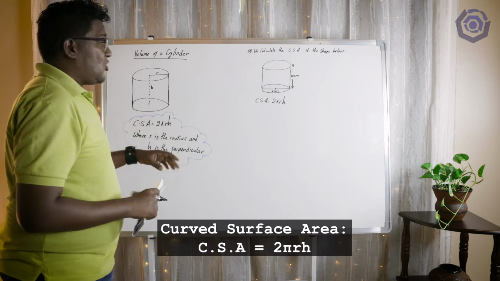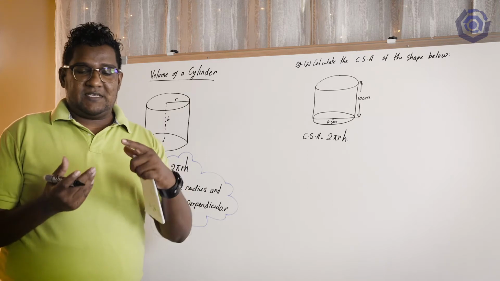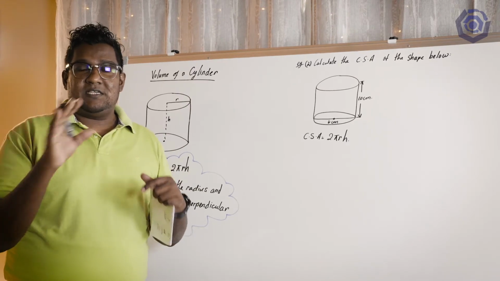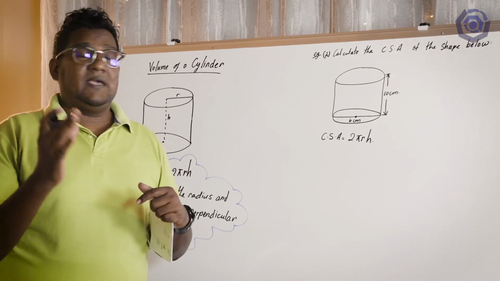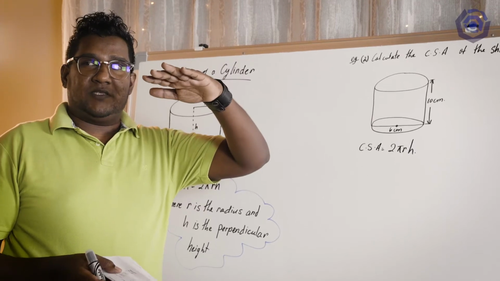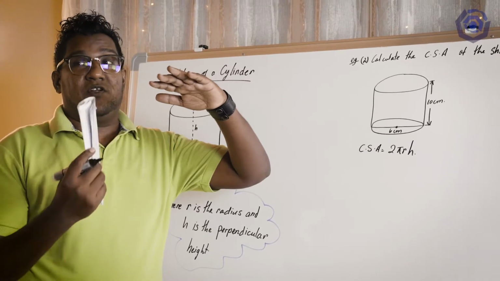Now, what is the curved surface area? Let's say, for example, you have a tin. The part that is going around the tin, or the face that is going around, is what we call our curved surface. Exclude the top and the bottom. This would be everything that's going around.